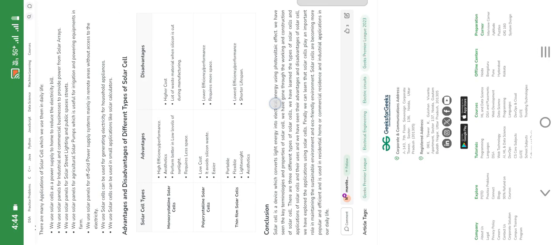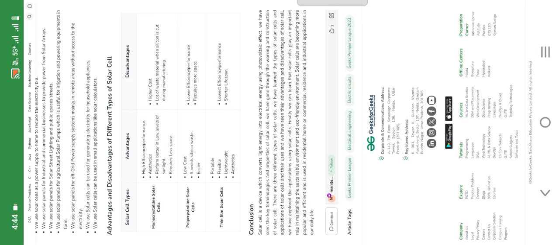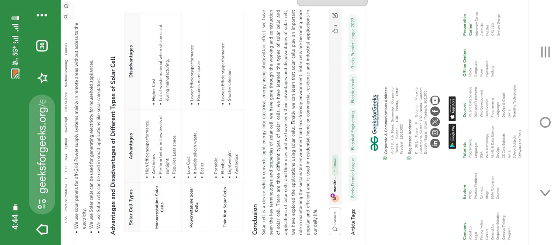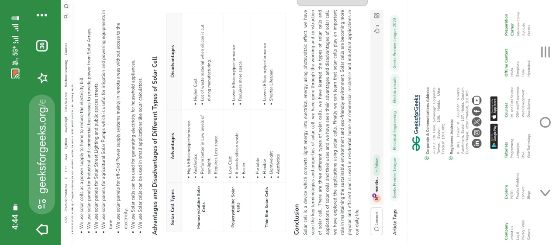Advantages and disadvantages of solar cell. In monocrystalline, first we see the advantages. Monocrystalline solar cell has high efficiency. It is used for aesthetics. It performs better in low levels of sunlight. It requires less space. In polycrystalline, cost will be low. It avoids silicon waste and it is easy to use. In thin film solar cells, portable, flexible, lightweight, aesthetics.